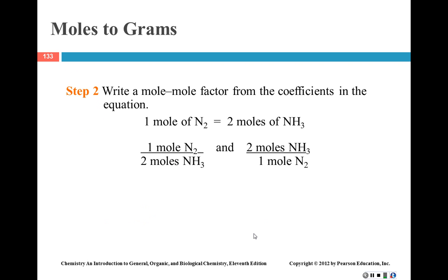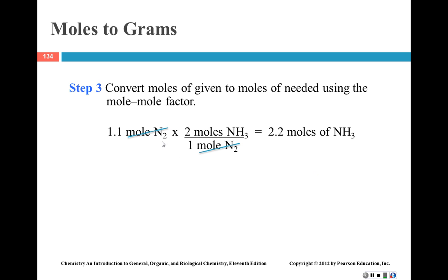The second step is we have to write the molar ratio, or the mole factor as they call it in this book, so that we know that 1 mole of nitrogen is going to react to make 2 moles of ammonia, and so we can write this either way, with nitrogen on top and ammonia on bottom, or ammonia on top and nitrogen on bottom. And so that gives us our coefficients. So we can then take what we have, which is the nitrogen, and use the mole to mole factor, because we know that 2 moles of ammonia will be produced from 1 mole of nitrogen, so that will give us 2.2 moles when we get rid of these moles of nitrogen.